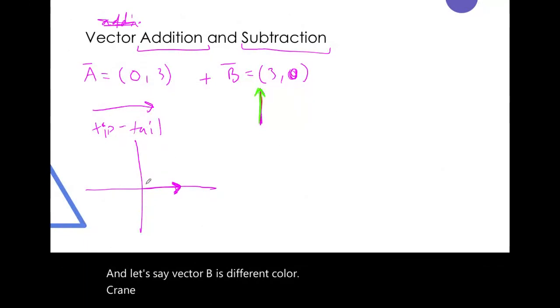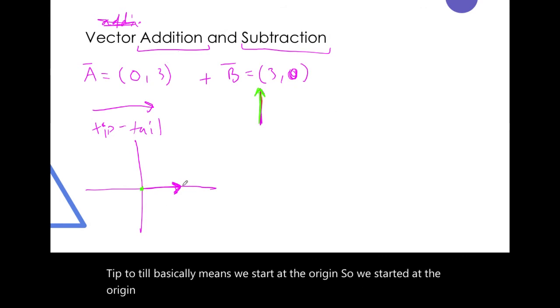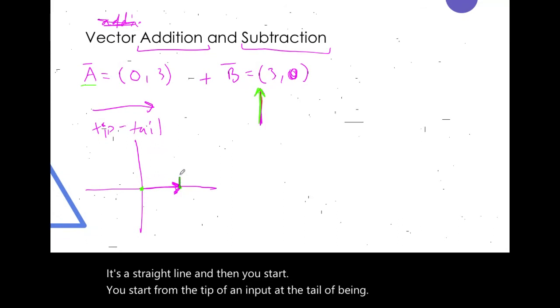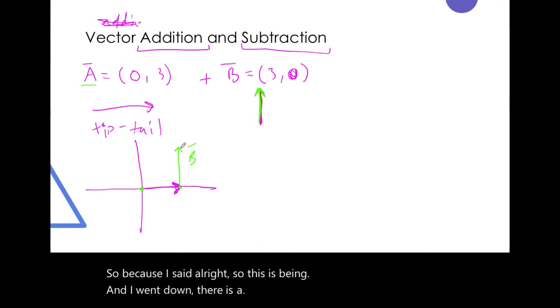Tip to tail basically means we start at the origin. So we started at the origin, we drew out vector A. It's just a straight line. And then you start from the tip of A and put it at the tail of B. So B goes like that. So this is B, and down there is A. And when we add those, it gives us something called the resultant.